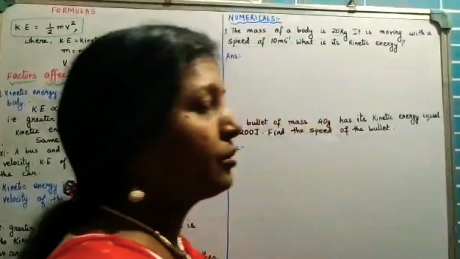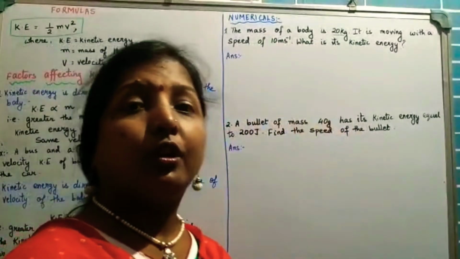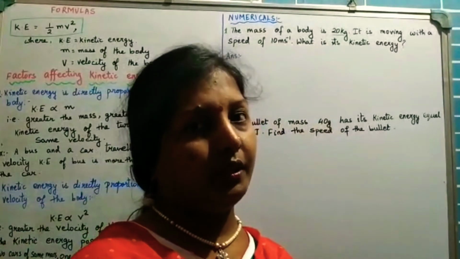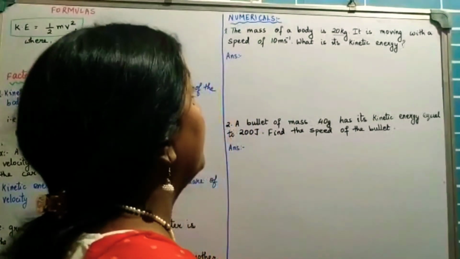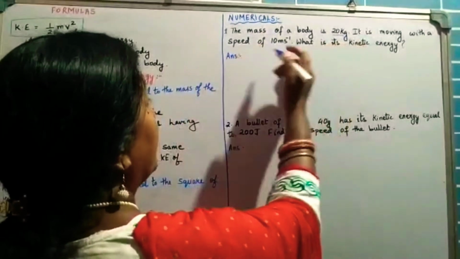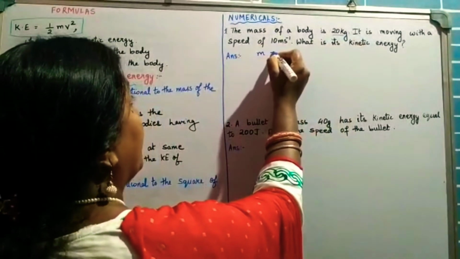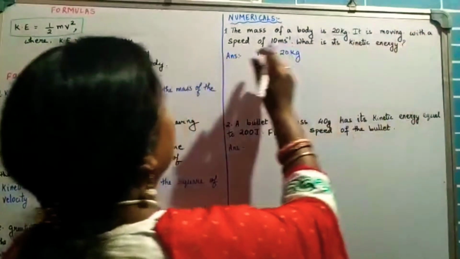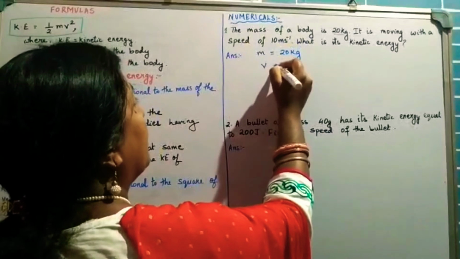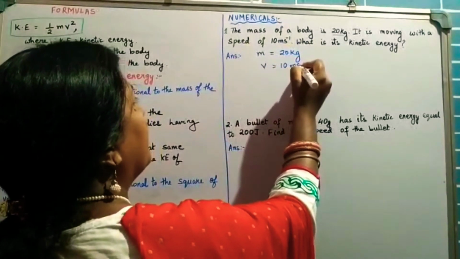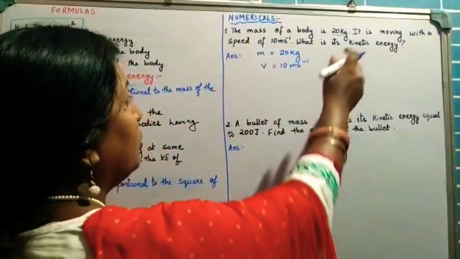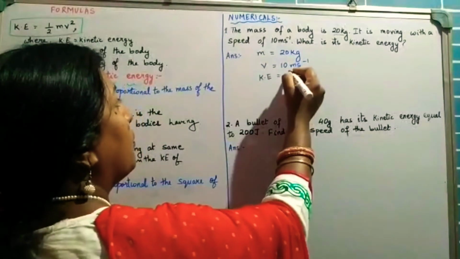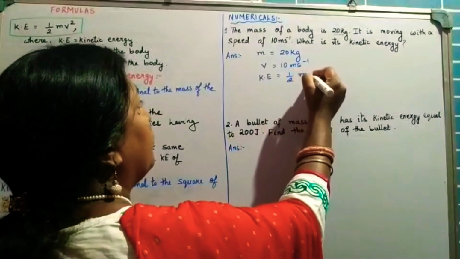Just go through it. Now, whenever you are solving numericals, the first thing you have to check is what is the data given and then what is asked. So here what is the data given? Mass of a body is 20 kg. So write it in symbolic way. M is equal to 20 kg. It's moving with a speed of 10 meter per second. So velocity is 10 meter per second. And then what do you have to find? You have to find kinetic energy. Kinetic energy, the formula was half mv square.